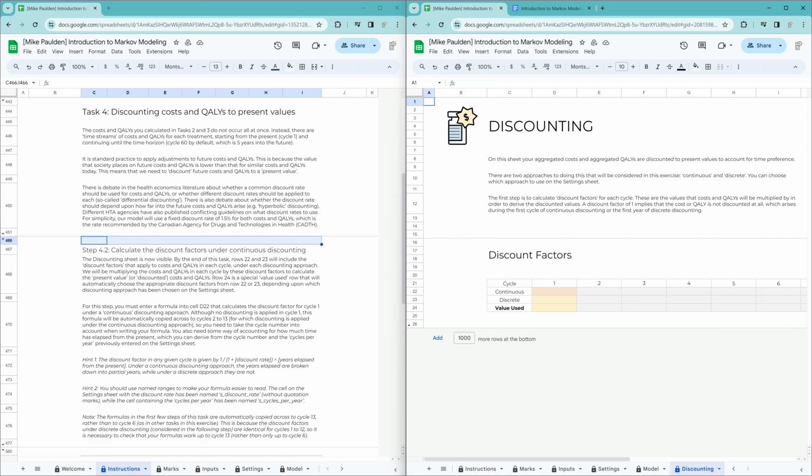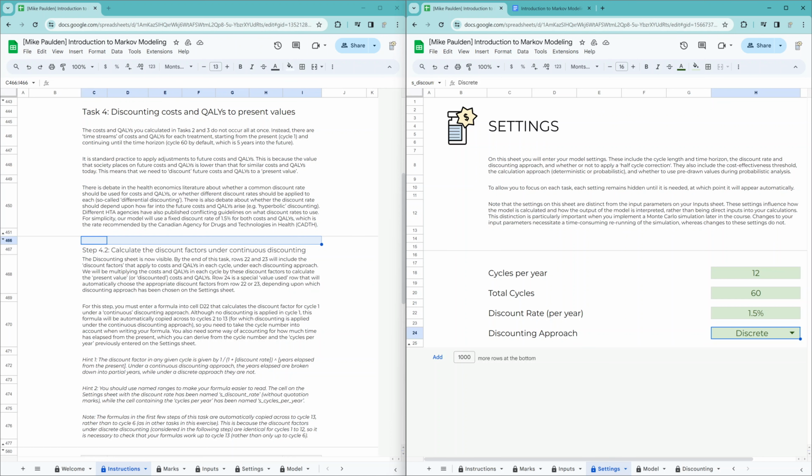So the first task is to calculate the discount factors. And once we've done that, we can apply them to our costs and qualies in each cycle to get the discounted costs and qualies. And the discount factors depend on whether we're using continuous or discrete discounting. You recall a few moments ago on the settings sheet, we said we're going to use discrete. Well, that might be changed to continuous.